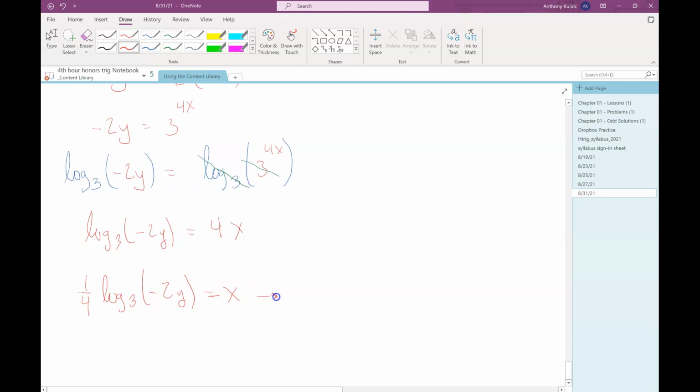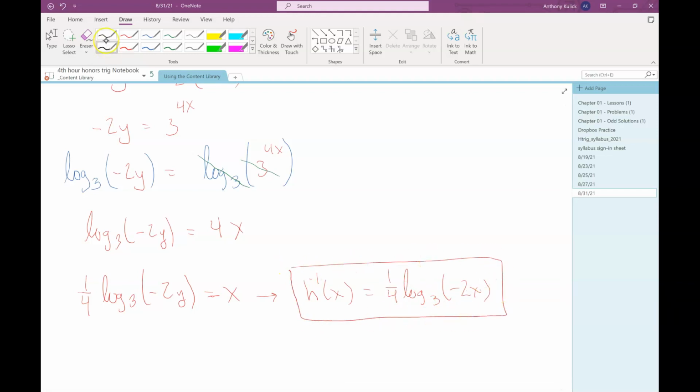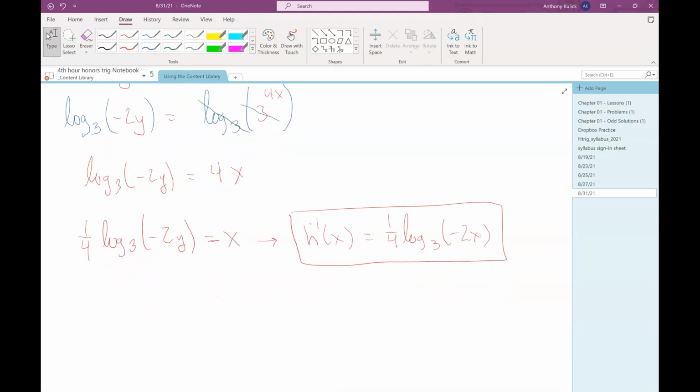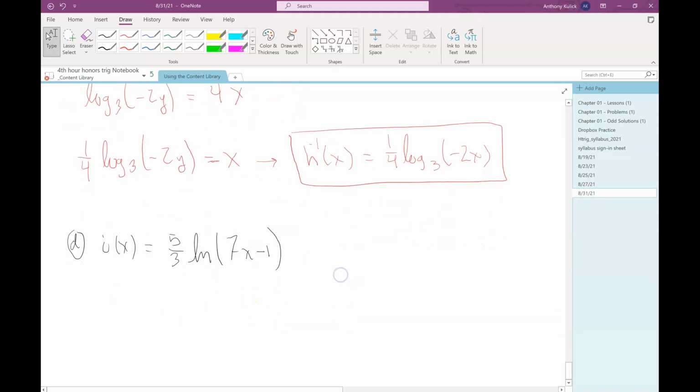And then if we swap our variables and rewrite it in function notation, we have this. And I'm going to try to squeeze in one more quickie example that has a logarithm in it, just to review that as well.